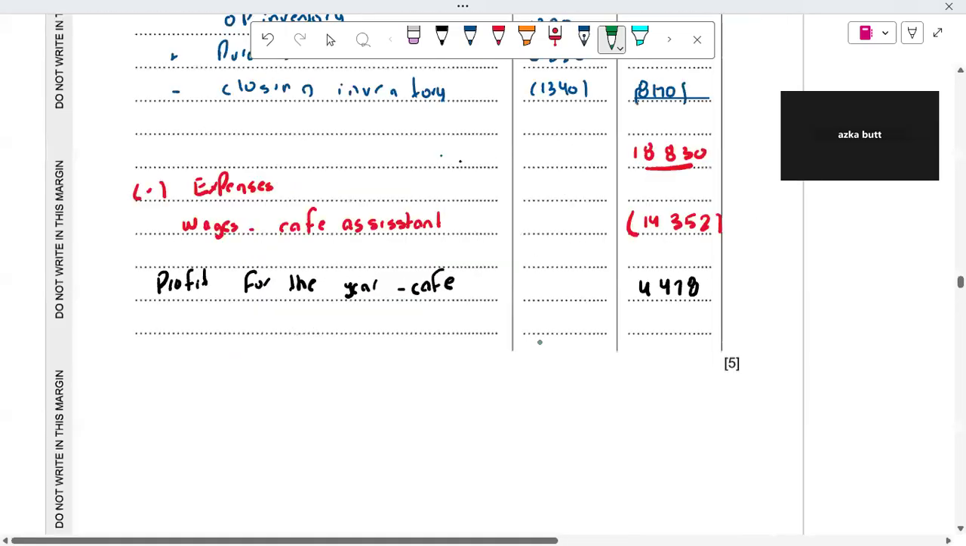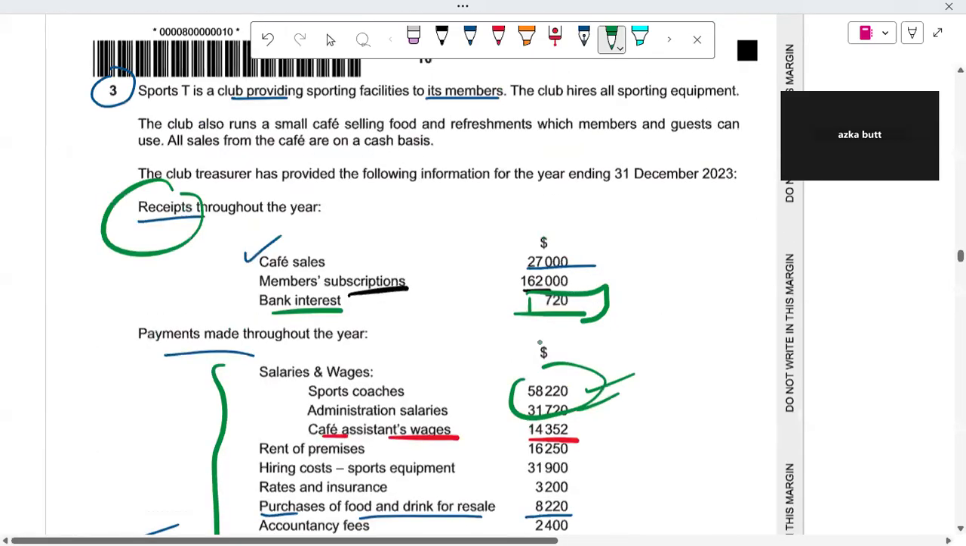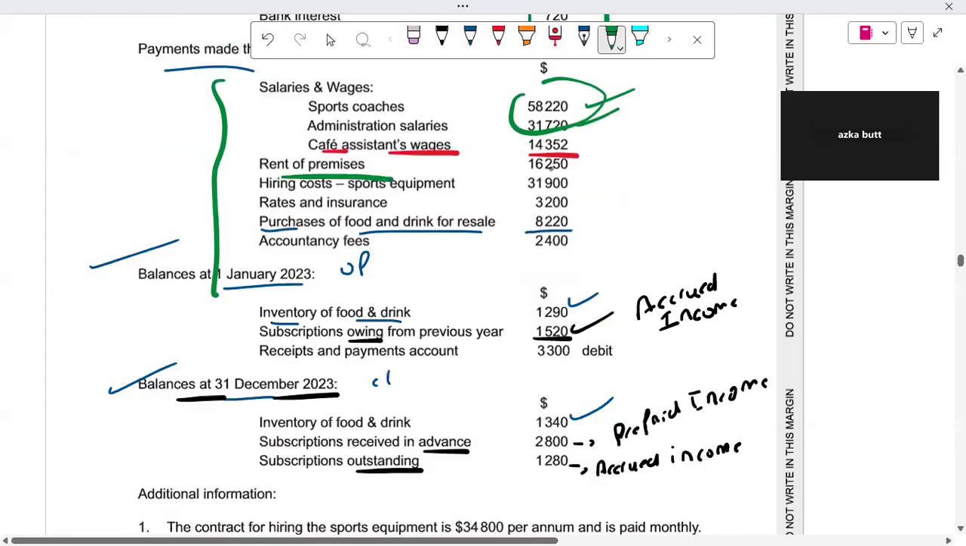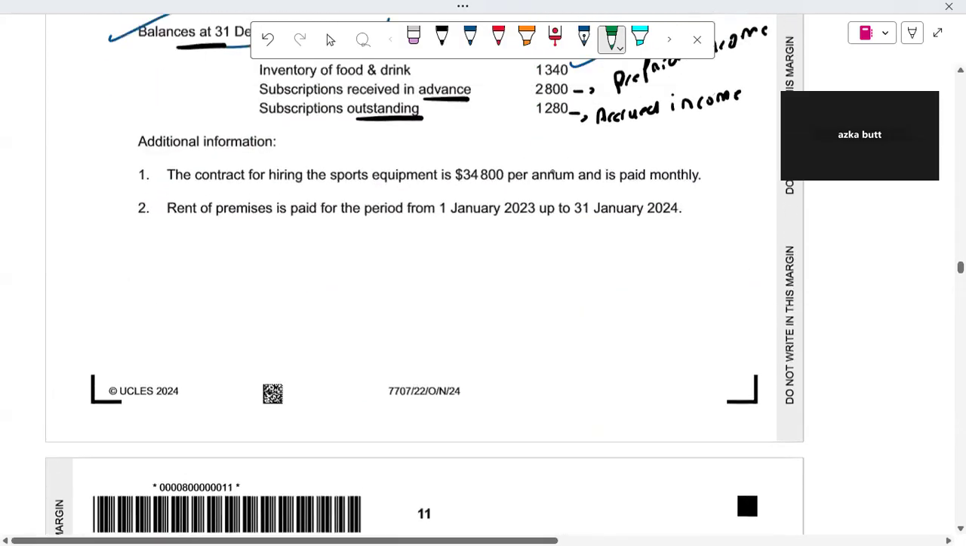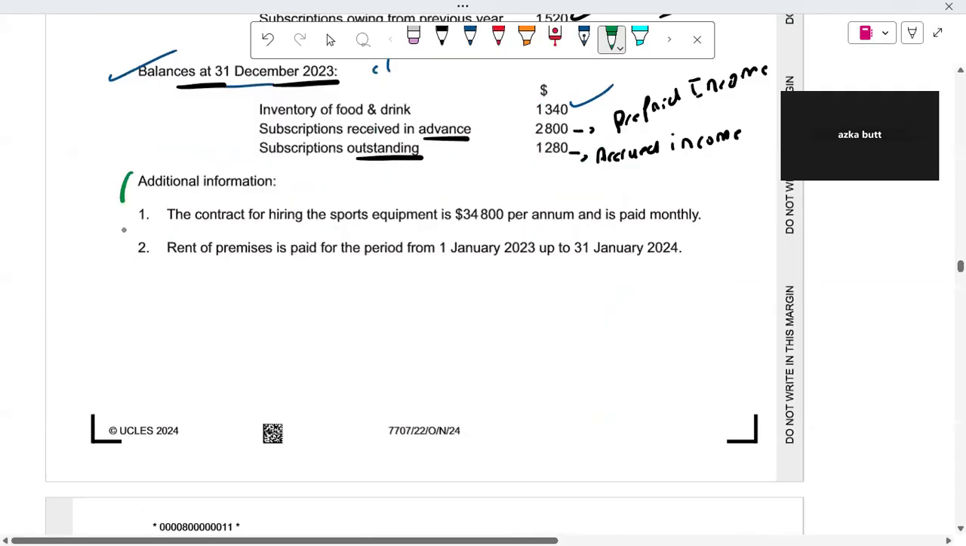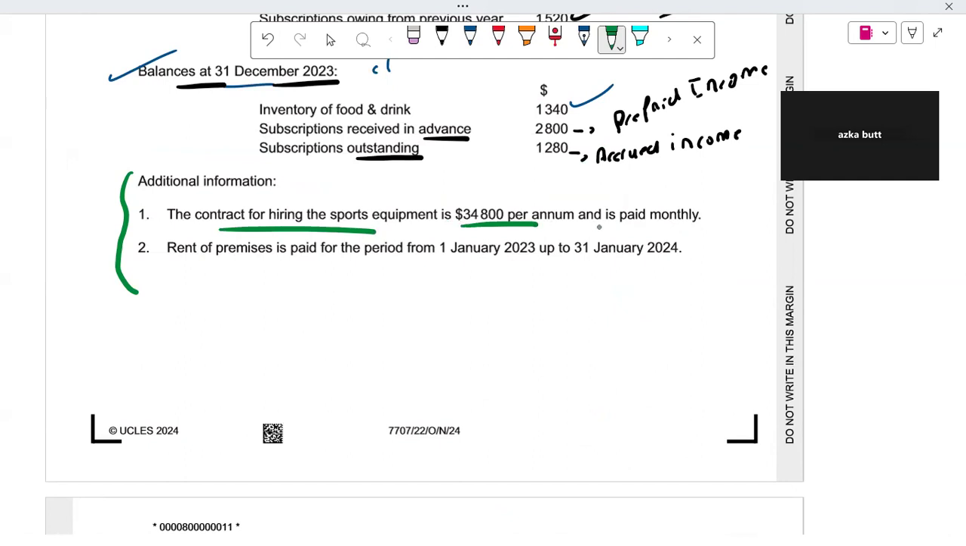Okay, and now let's see the other expenses as well. There's a rent of premises which is 16,250, but if you see the additional information, the contract for hiring sports equipment is 4,300 per annum, paid monthly. Okay, and it means that we also need to write this in the expense because we have to pay this every month. And the rent of premises was paid for the period from 1st January 2023 to 31st January 2024.